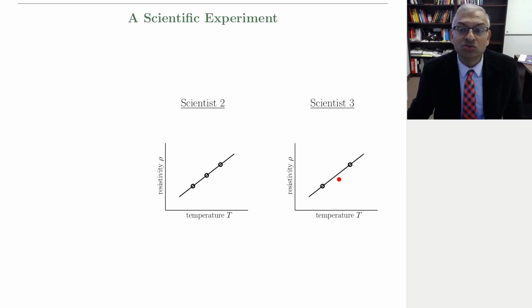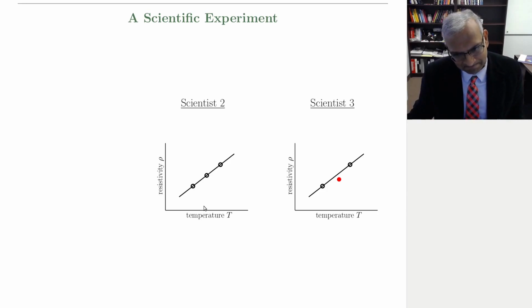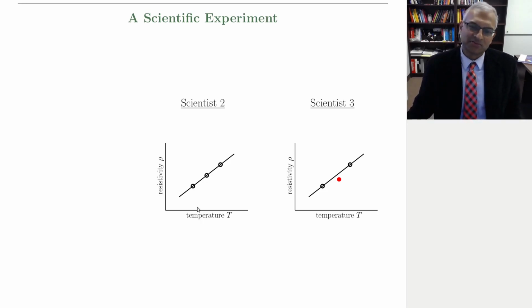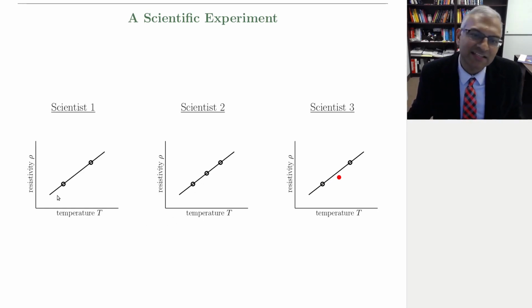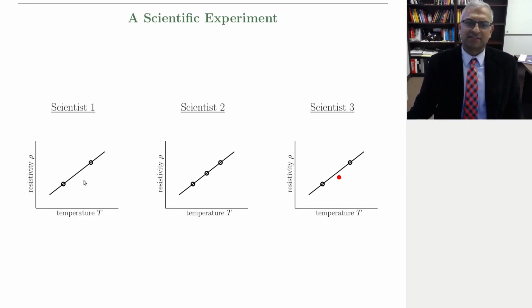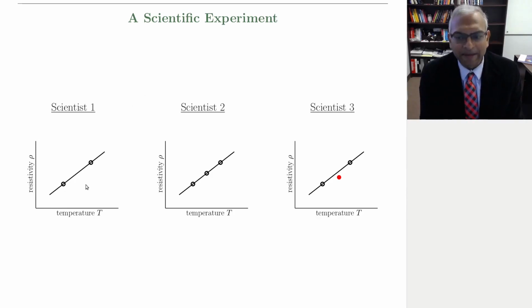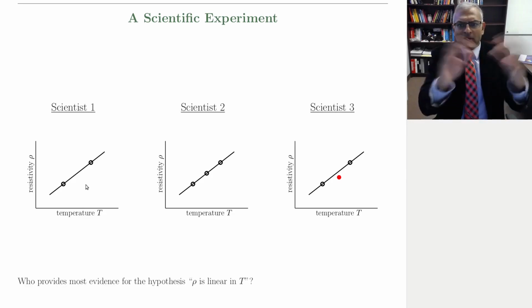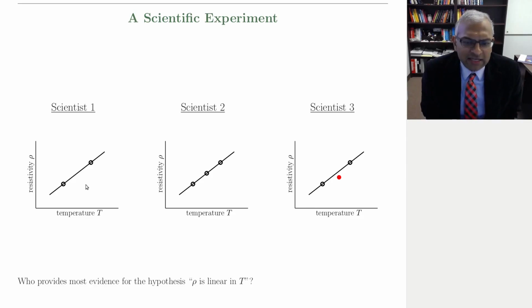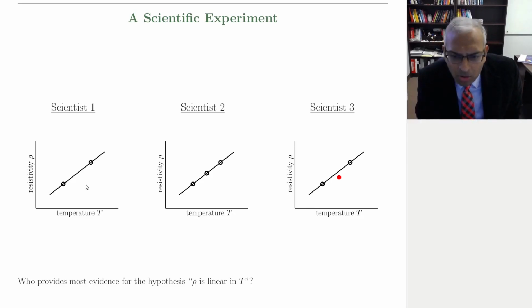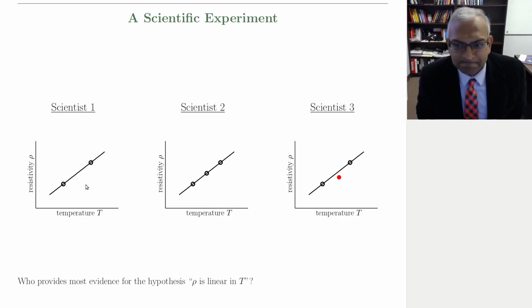Okay, and scientist 2 comes back with this data. Wow! Okay, unbelievable. Scientist 2 has come back with this data, and scientist 1 comes back with this data. Okay, so has collected this data, and also looks like scientist 2 has managed to fit a line to his or her data. And the basic question we're going to ask is, which of these scientists have provided the most evidence for the hypothesis that resistivity rho is linear in temperature T?